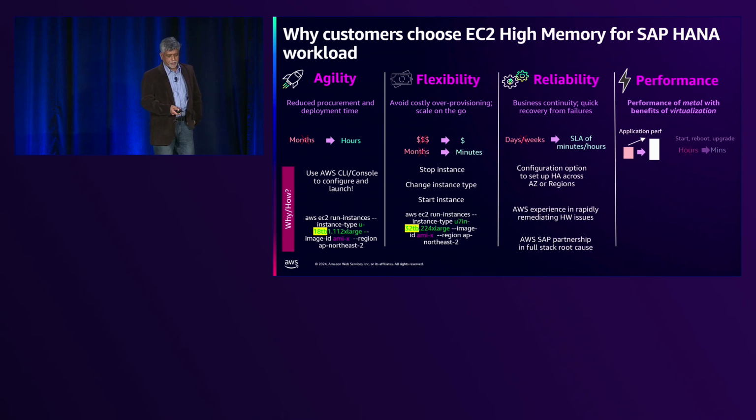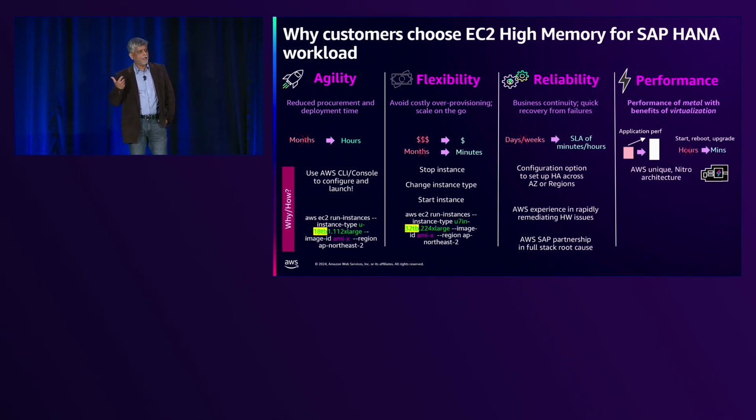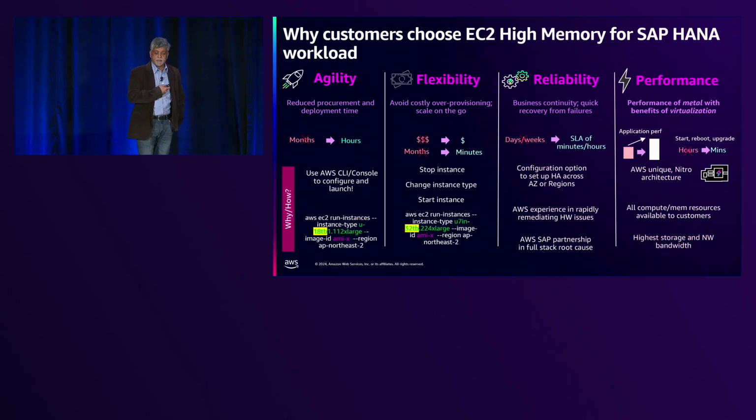And this is all because of one key thing, Nitro architecture. Arne will walk us through the technical underpinnings of Nitro architecture, but at a very high level, because of this Nitro architecture, we are able not only to give you performance, but also to make available the entire host compute and memory for your SAP HANA workload. It's all available to you. The second thing it does on top of that is we are able to give you the highest block storage bandwidth and network bandwidth in cloud for this class of appliance.